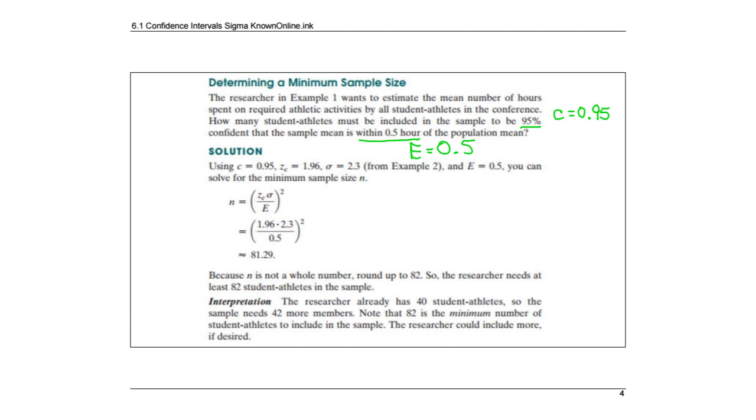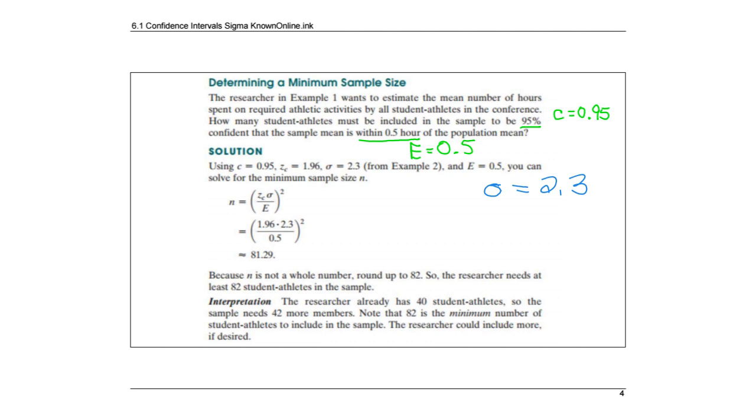All right, so let's try this one. The researcher in example 1 wants to estimate the mean number of hours spent on required athletic activities by all student athletes in the conference. So this is one of the problems we did in part 1. It says how many student athletes must be included in the sample to be 95% confident that the sample mean is within 0.5 hour of the population mean. Okay, a lot going on. Let's go back to the original problem. The original problem told us that the standard deviation was 2.3.